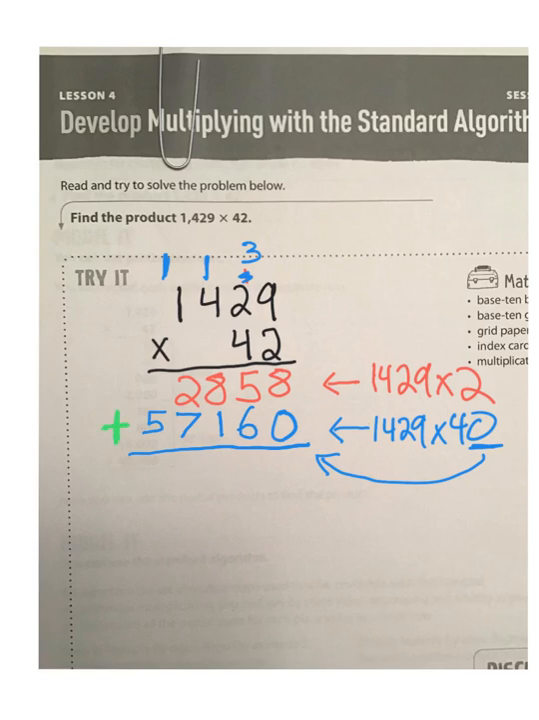Well, I don't really like that color. Hold on a second here. Let's do purple instead. All right. This is the part where it's important to line up your numbers. So if I add these up, I first have 8 plus 0. That's 8. 5 plus 6. 6, 7, 8, 9, 10, 11. Put down the 1. Carry the 1.